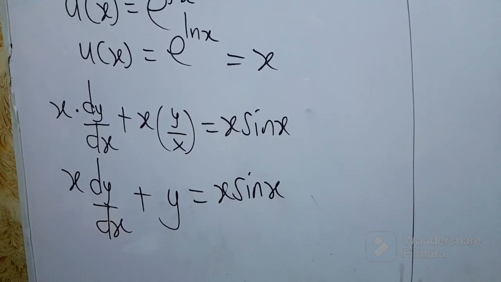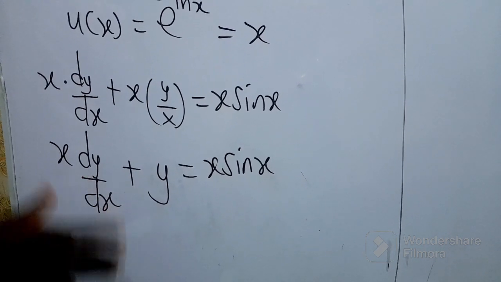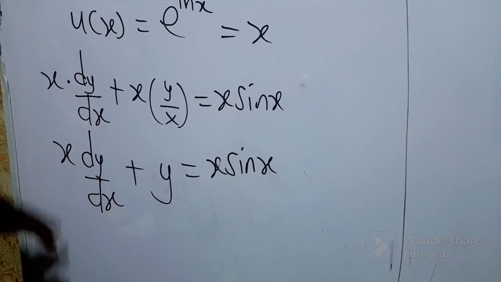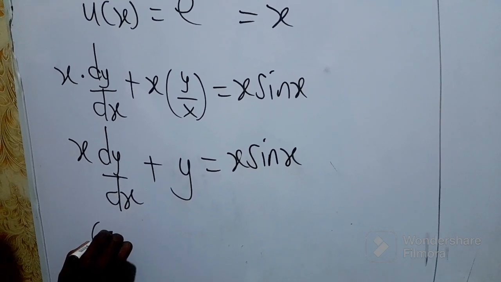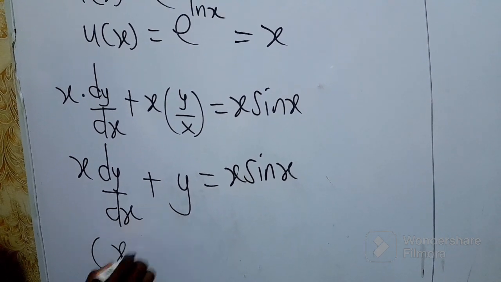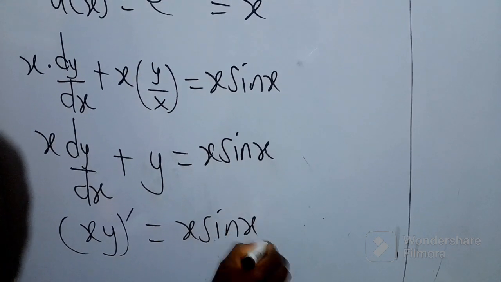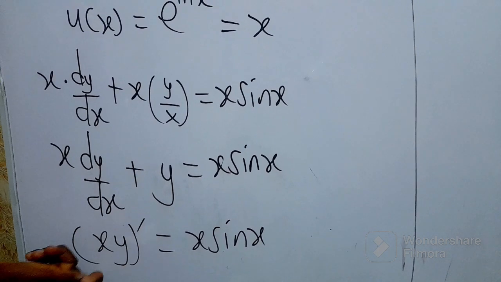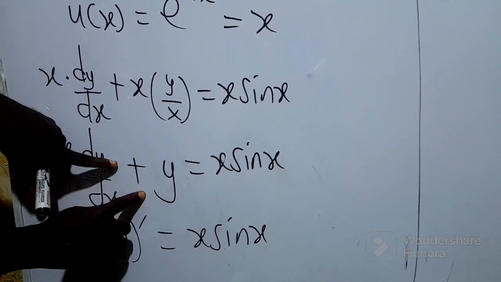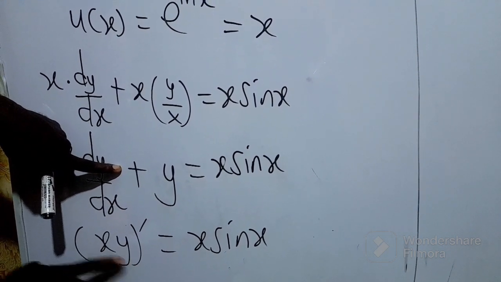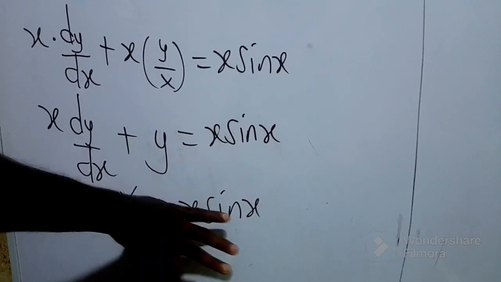After you multiply the integrating factor through the differential equation, the left hand side of the equation will just be the product differentiation of the dependent variable and the integrating factor. So we can say this is the integrating factor, which is x, and the dependent variable y, their product differentiation will be equal to x sine x. In the sense that when we differentiate this, we'll get this. Since we are using product differentiation, we'll keep x, when we differentiate y, we'll get dy over dx, plus using the product rule, we'll keep y and differentiate x, and that will be 1. So that is correct. So now we integrate both sides.